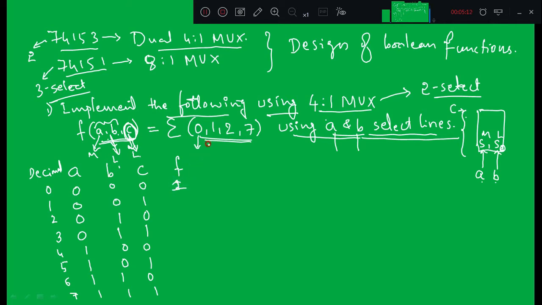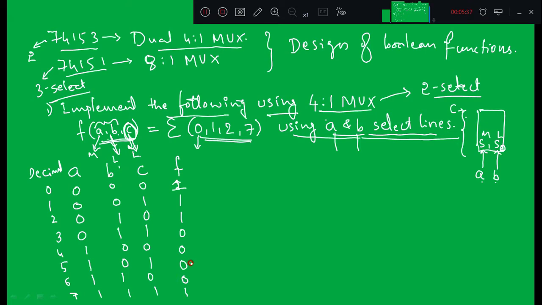Minterms we will write, because the given function is an SOP expression, or you can say a decimal notation of a sum of product. Next, 1 is available, write 1. Next, 2 is there in the given function, write 2. 3 is not there, so write 0. 4 is not there, 0. 5 is not there, 0. 6 is not there, 0. 7 is there, write 1.